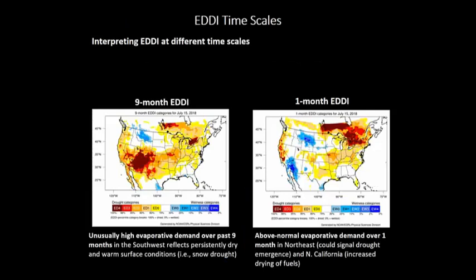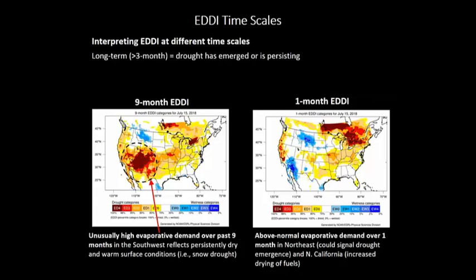So I mentioned the timescales earlier, and this is really important for understanding how to use EDDI, interpreting these different timescales. There's two main categories, the long-term and the short-term timescales. We consider long-term anything greater than 3 months. That's drought that has already emerged and has been persistent over time, or more of a hydrologic type drought.